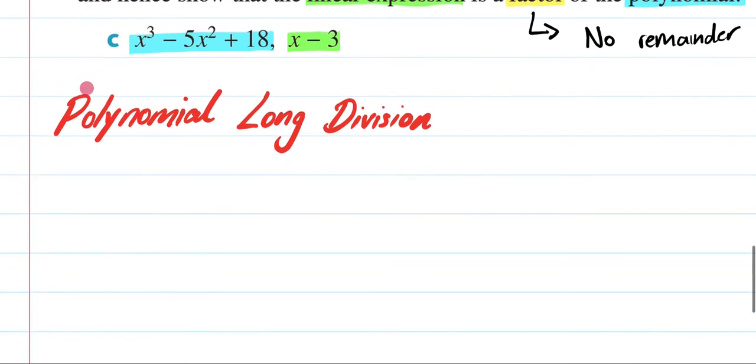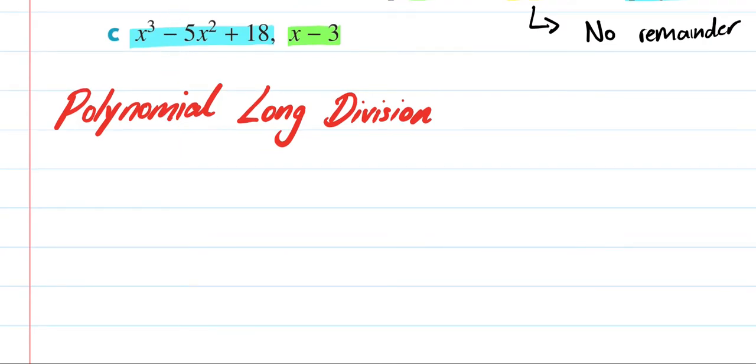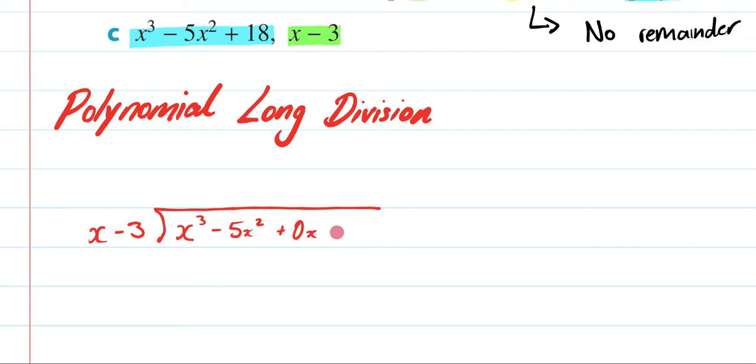So we're going to begin by writing down what we will do. So we have x minus 3 as our divisor, and then my dividend is going to be x cubed minus 5x squared. Now, as you see, we're missing that x term, so we're going to put it in, plus 0x and then plus 18. Then we're going to perform our division.